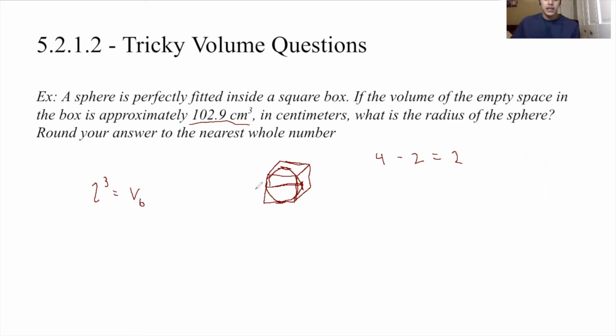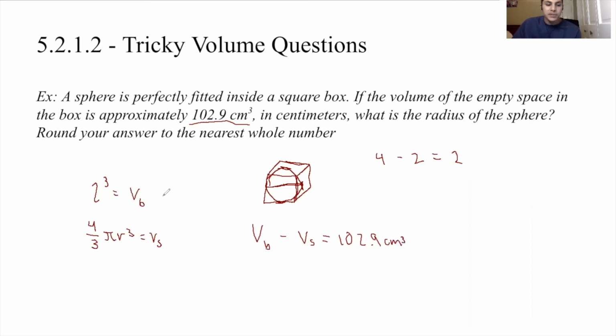All right. And now the volume of the sphere, if you remember the formula, is 4/3 pi times the radius cubed. So 4/3 pi r cubed, and that's going to be the volume of the sphere, which I'll label as VS. So if we take the volume of the box minus the volume of the sphere, that's going to get us 102.9 centimeters cubed.